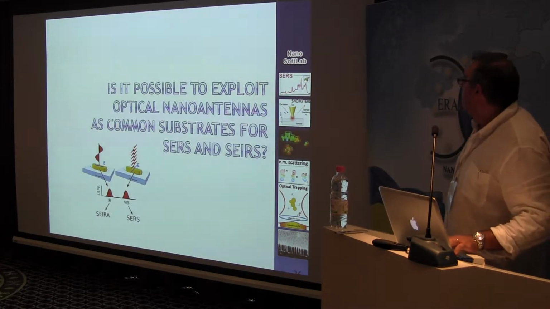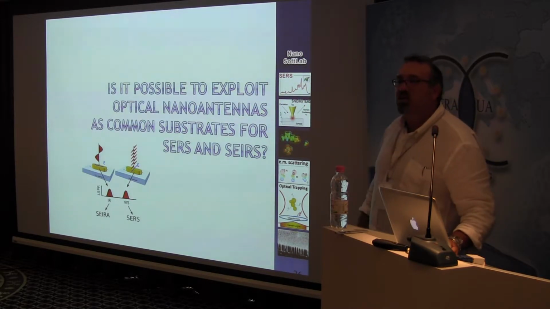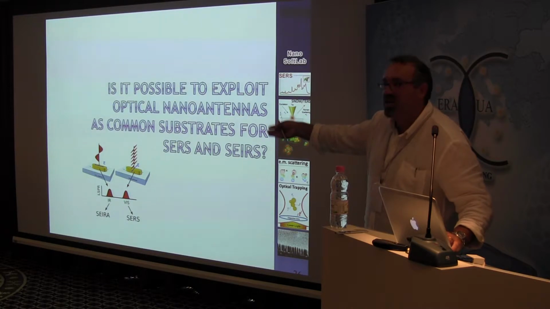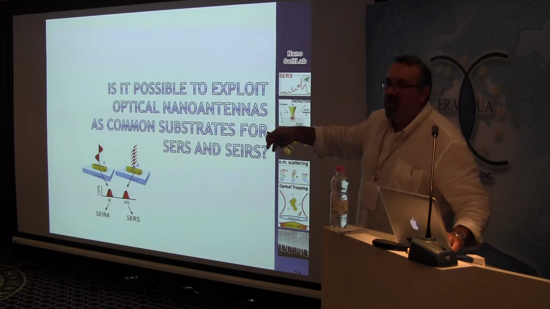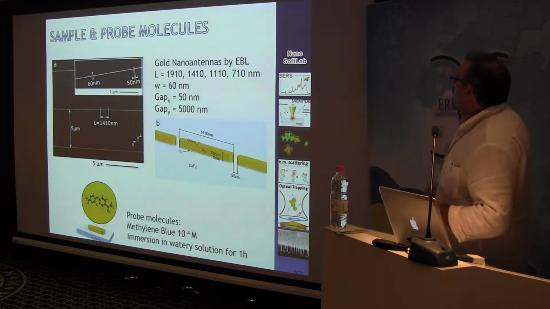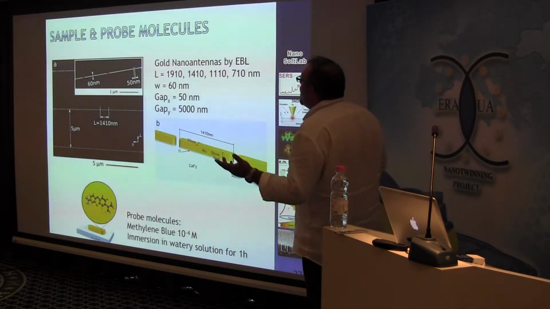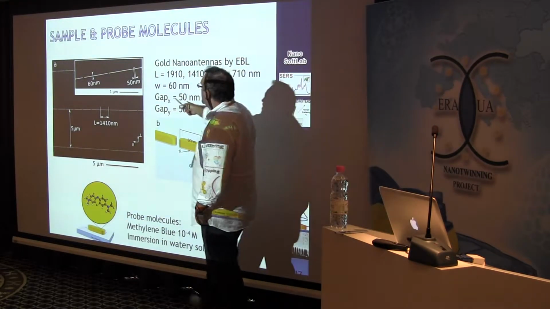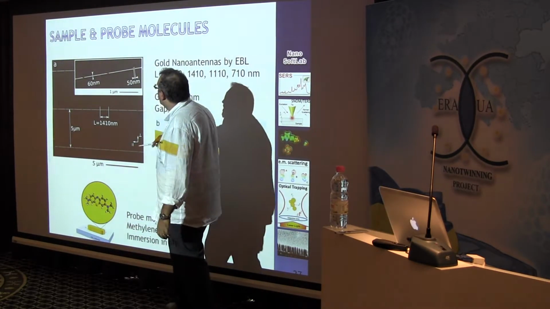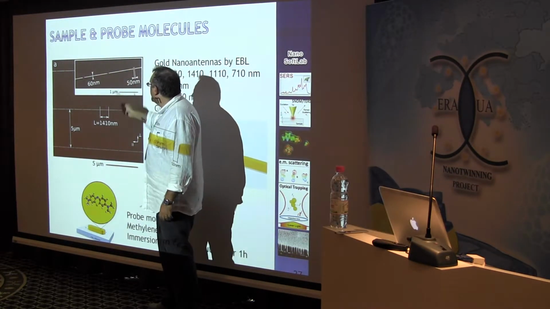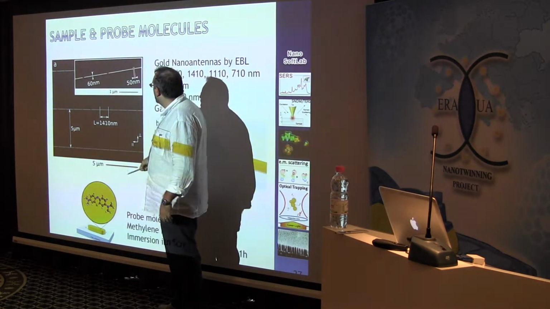So the idea is, can we use individual nanoantennas to do surface enhanced Raman spectroscopy, SERS, and surface enhanced infrared scattering or absorption, SEIRA? It's not clear at the moment. What we did, in the framework of the Nanoantenna European project, was use these kinds of samples. These are chains of individual nanoantennas. The width is 60 nanometers. We have a gap of 50 nanometers, but this doesn't matter because it's too large.